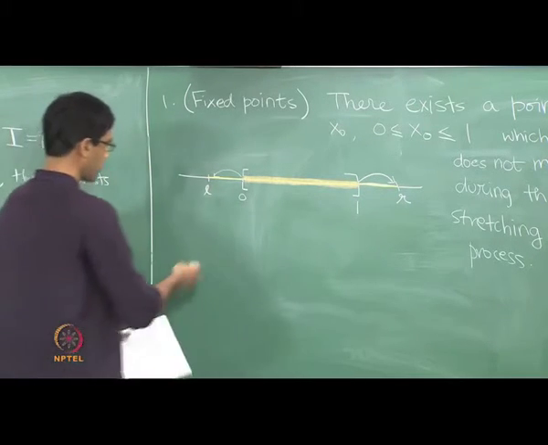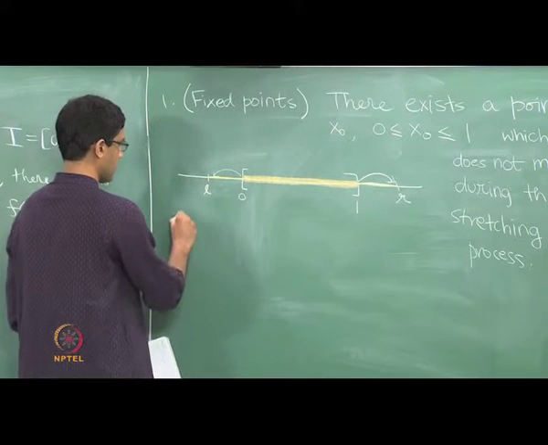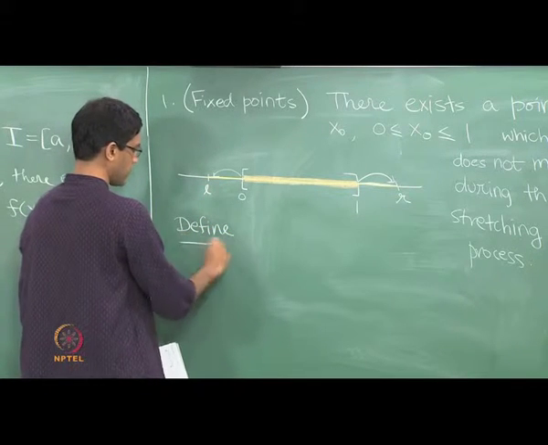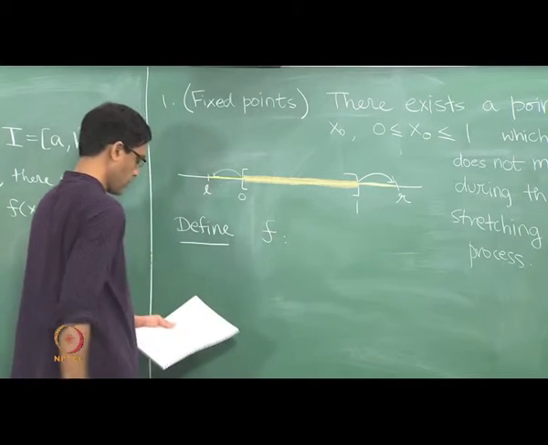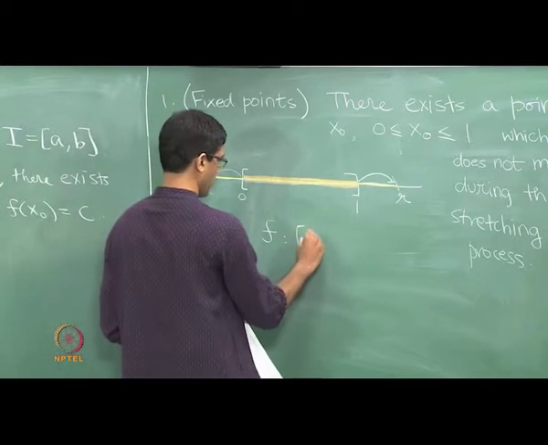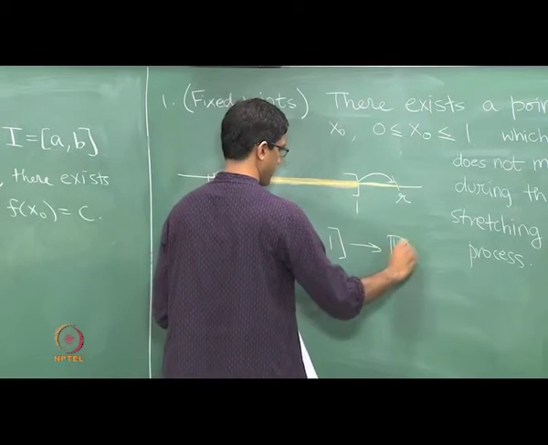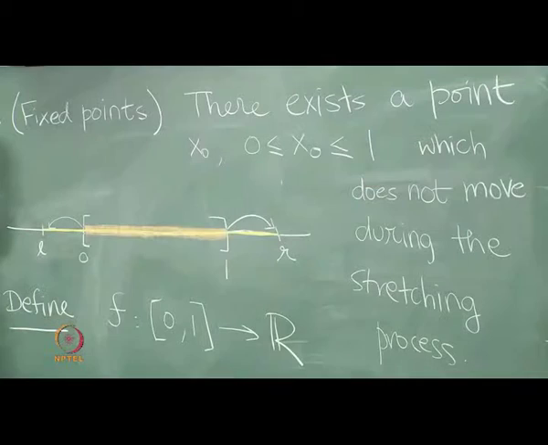Okay. So let's try and prove this. It's a nice application that gives us an idea of what the intermediate value theorem really does. Of course, in order to connect this up with the intermediate value theorem, you need a function. So let's do the following. Let's define a function f from the interval [0, 1] to the real numbers.